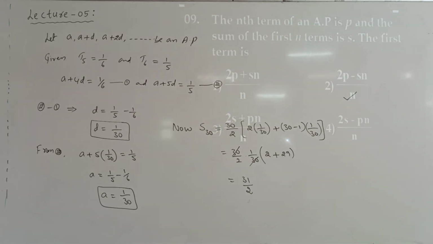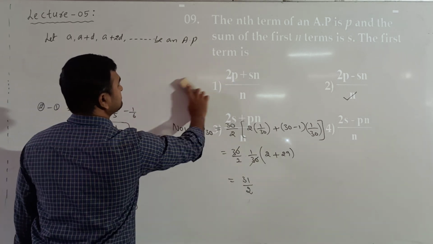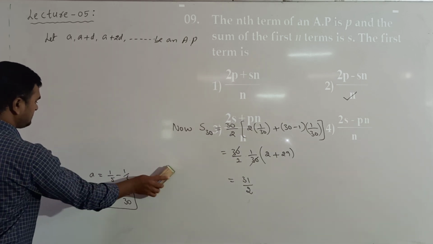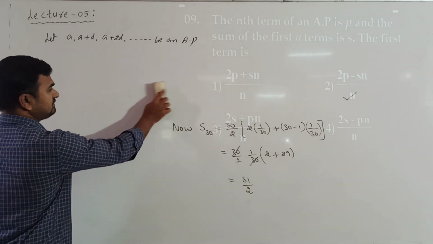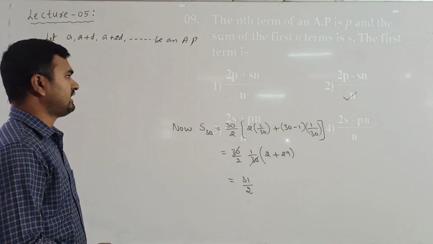The nth term of an AP is given as p and the sum of the first n terms is s. The first term is? Now we have to find the first term of the AP where the nth term is given as p and the sum of the first n terms is given as small s. You can see the options. They are given in terms of p, s and n.